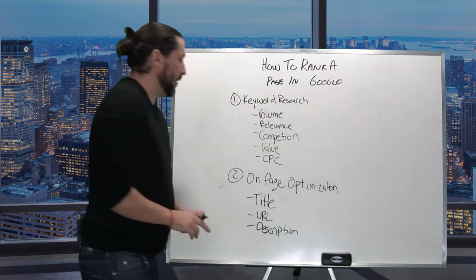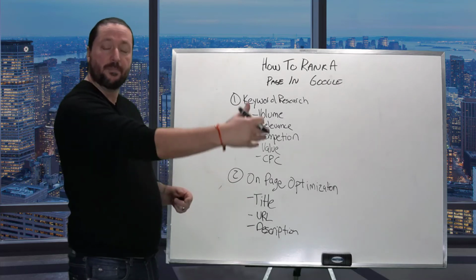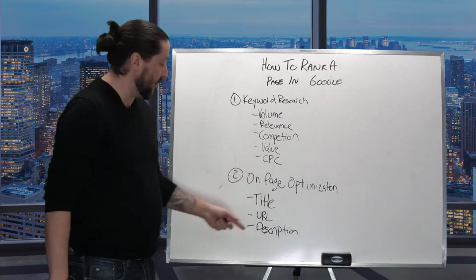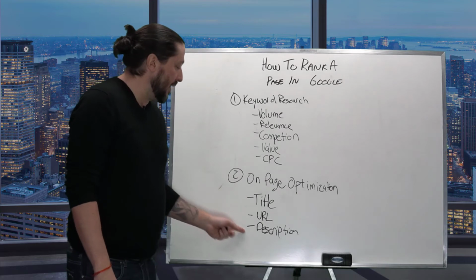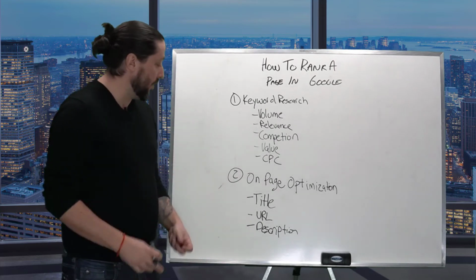Now, description is basically another meta tag like title. It's something that goes into the back-end coding of your website that Google can read. And these 3 elements make up a Google listing, which is what is found on Google.